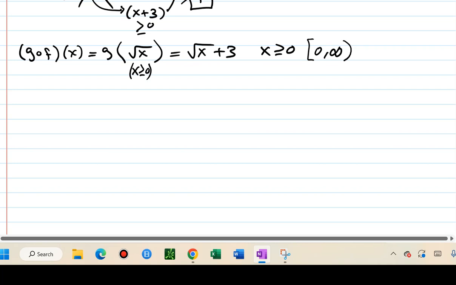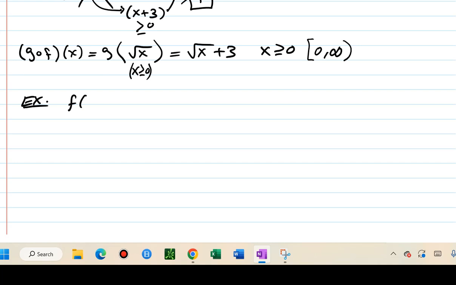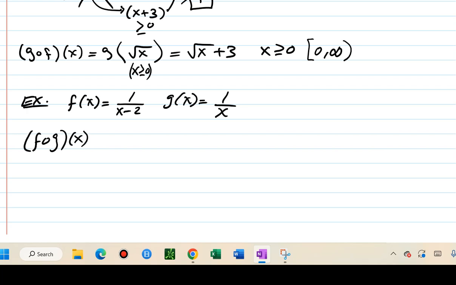Let's do one last composition here. Suppose I have f of x is 1 over x minus 2 and g of x is 1 over x. And let's say we want to do f of g of x. Okay, the domains. Domain of f. F says, don't give me 2. I cannot handle 2. Domain of g. G says, do not give me 0. I cannot handle 0.